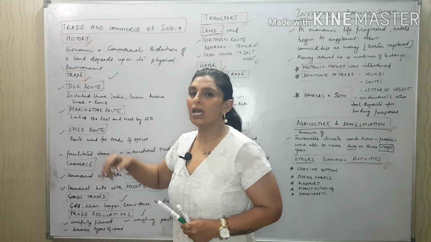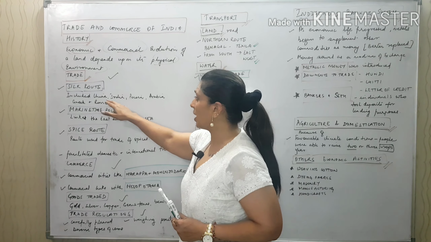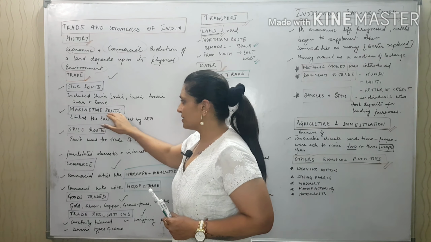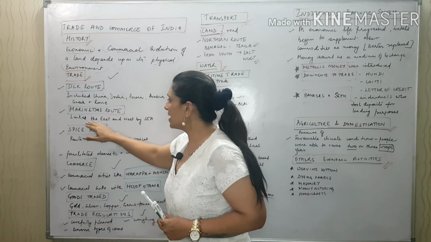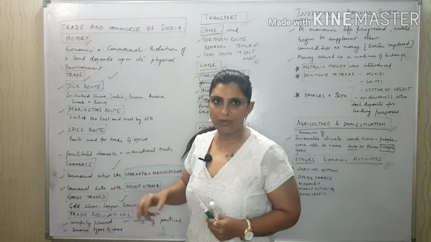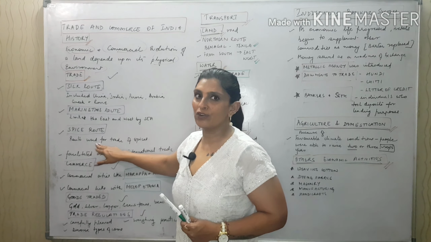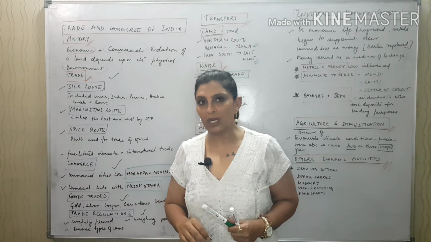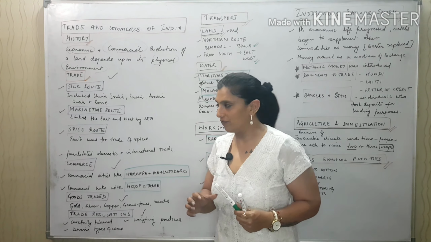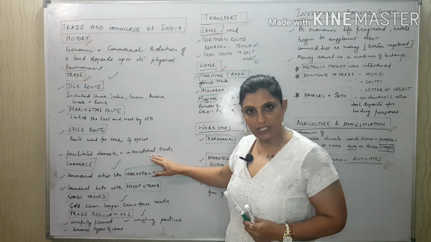One was the Silk Route, because silk was traded in this route, that is why it was known as the Silk Route, and it included China, India, Persia, Arabia, Greece and Rome. Second was the maritime route. It actually linked the east and the west by sea. That is why it was known as maritime. Maritime means on water, by water. Third was the Spice Route, which was used for trade of spices. That is why it was known as the spice route. So these three types of trade routes were very prevalent at that time. Now, these facilitated domestic as well as international trade.